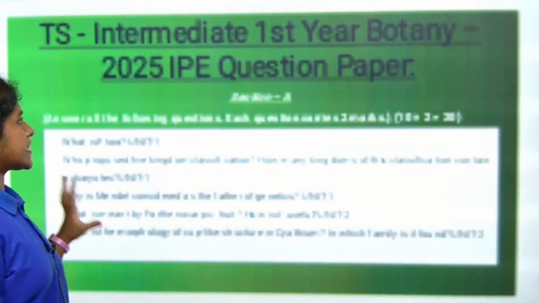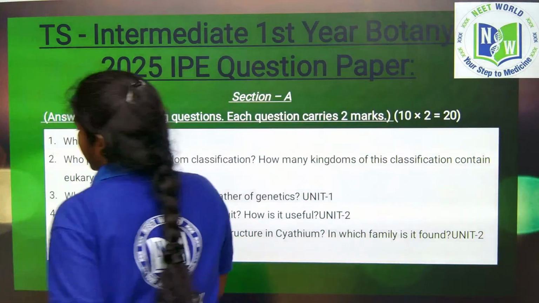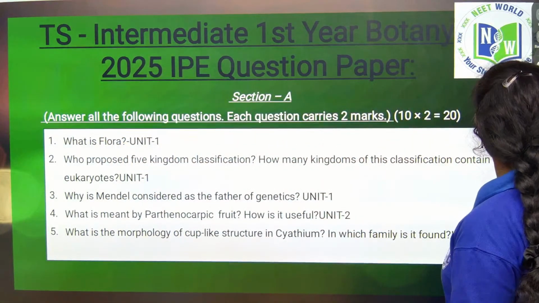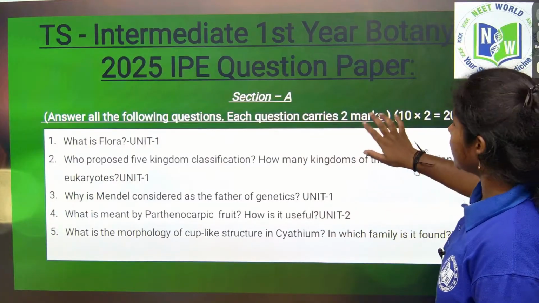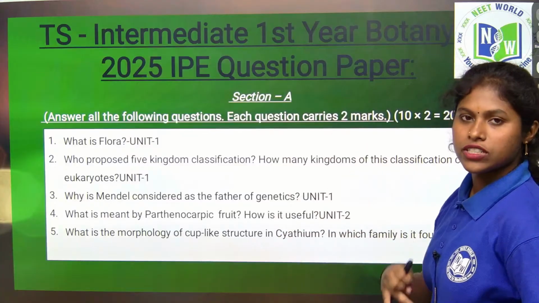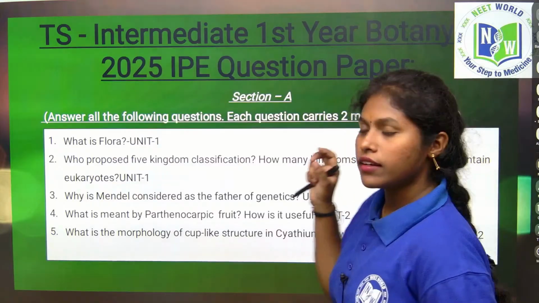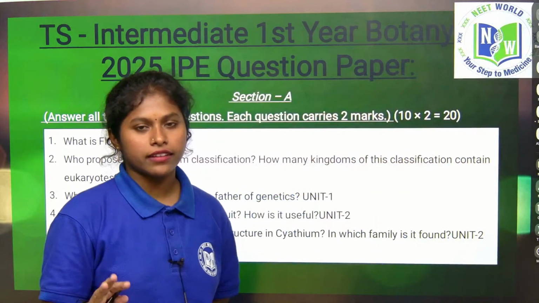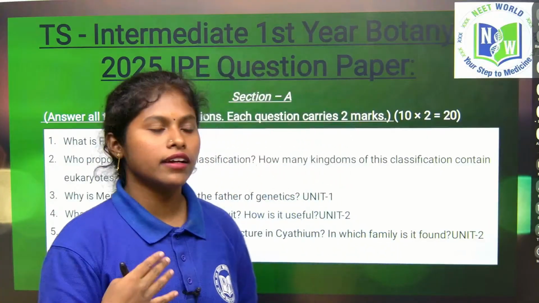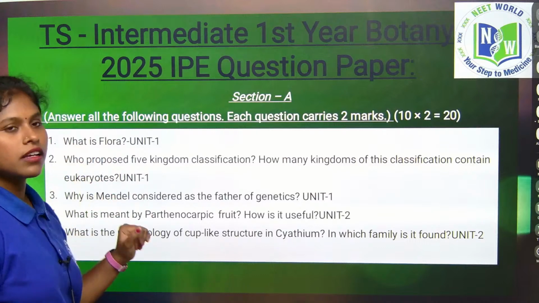So it is a recent previous paper of Telangana of 2025. These are the 2 marks questions. They will give 10. See, each question carries 2 marks. And in those 2 marks questions, you have to write all 10 questions. There is no choice in the very short answer questions. You have to write 10 out of 10. Then you will get 20 marks because each carries 2 marks.